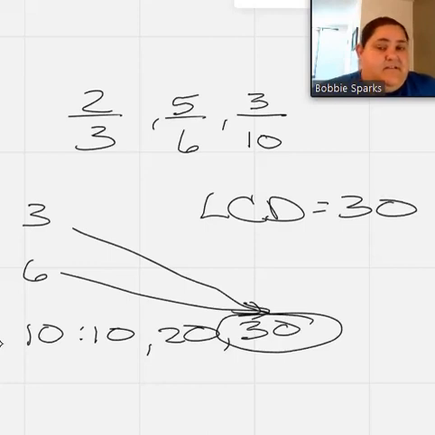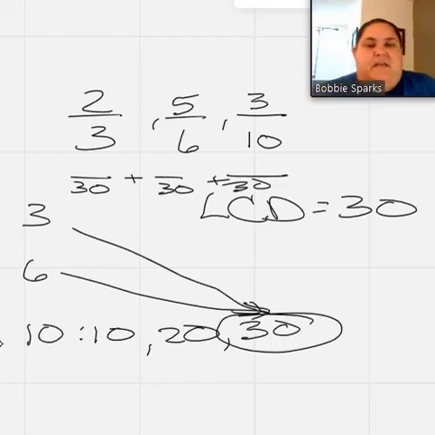So if I were to add these fractions, I would say, great, how do I make this 30? How do I make this 30? And how do I make this one 30? And I would go from there. So this is a process for finding the least common denominator. There are multiple ways. I find this is probably the quickest.